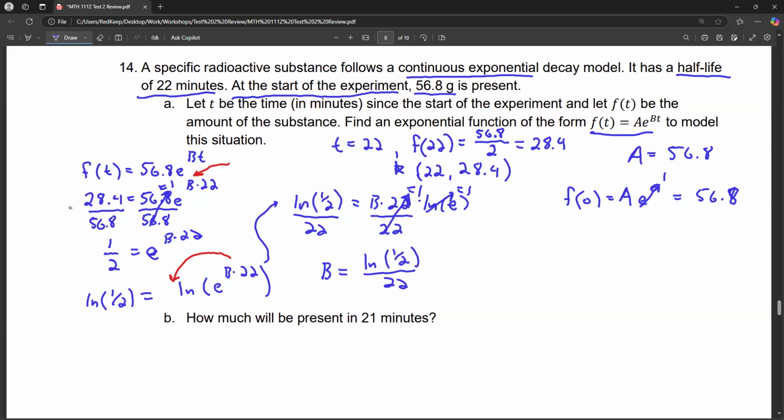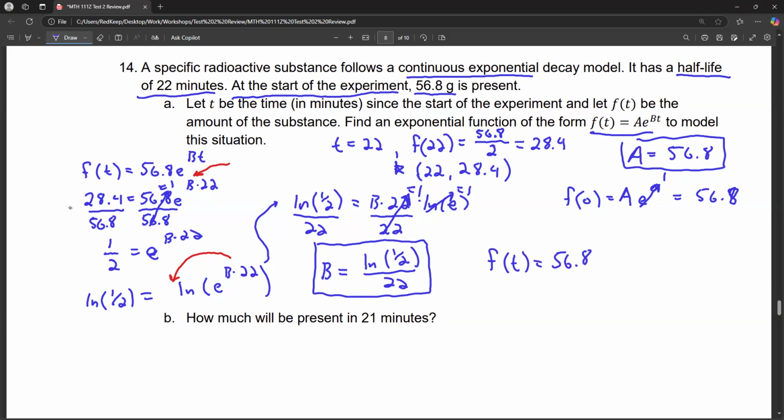Okay, so we've solved for our a value before, and we solved for our b value just now. So we can actually put this together. They're just asking us to find an exponential function of the form f of t is equal to our a value, which was 56.8, times e.